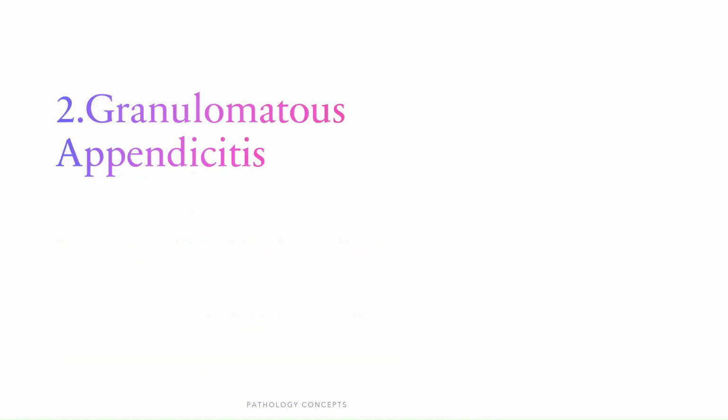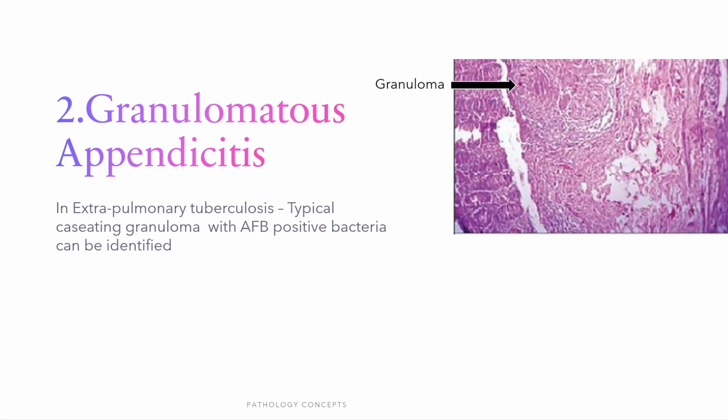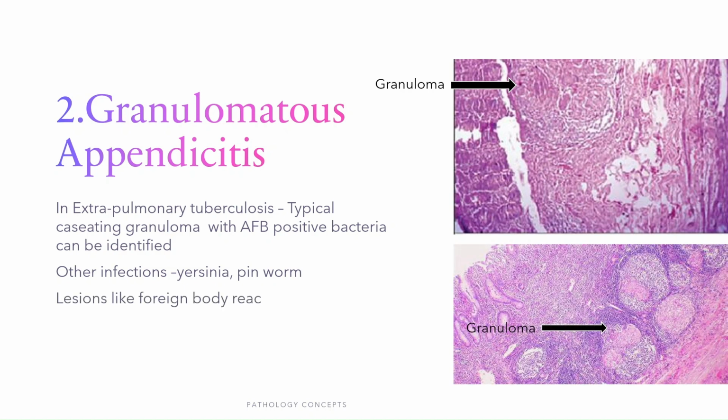Second is granulomatous appendicitis. In extrapulmonary tuberculosis, typical caseating granuloma with AFB positive bacteria can be identified. The other infections that lead to granulomatous appendicitis are Yersinia and pinworm. Lesions like foreign body reactions and sarcoidosis are also associated with granulomatous appendicitis.